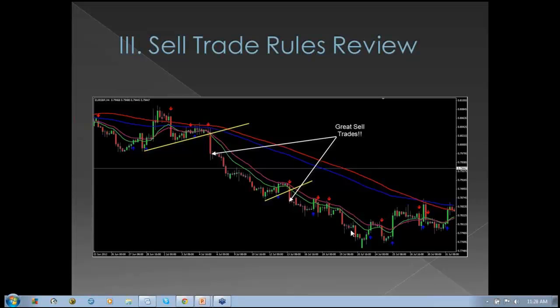Okay, and we have some obvious support here. So what we can do is we can draw support across these bottoms right here, or even across this bottom right here.